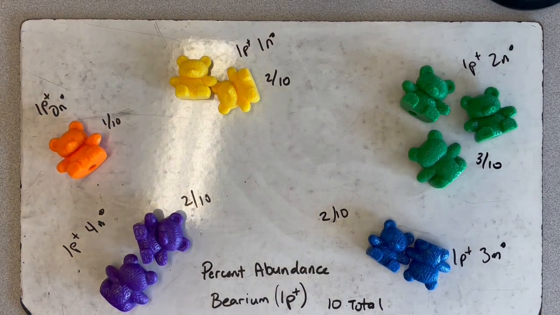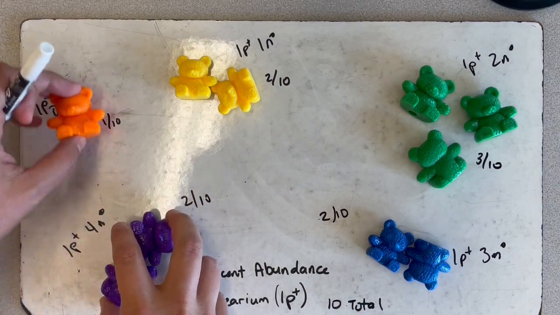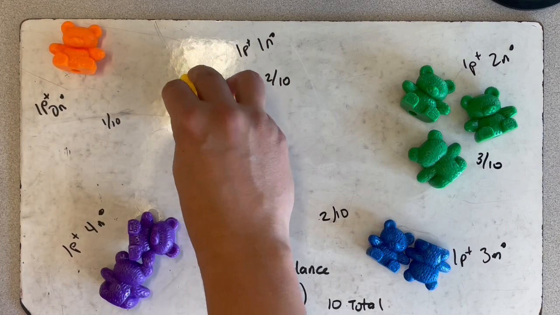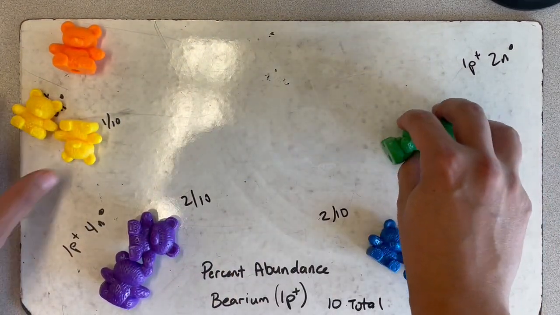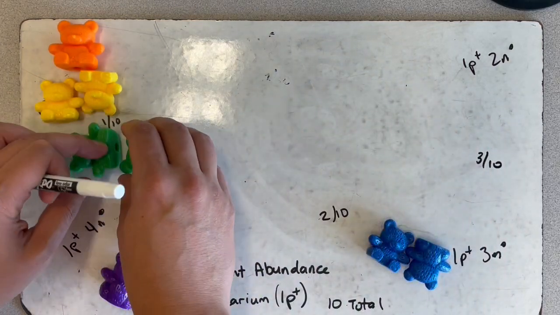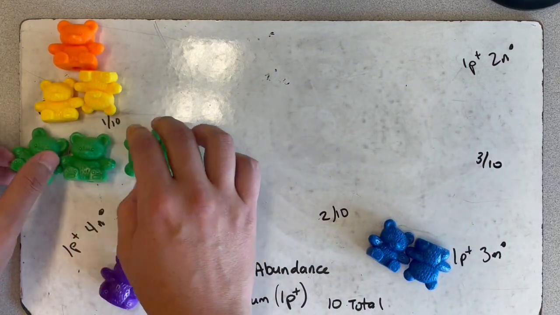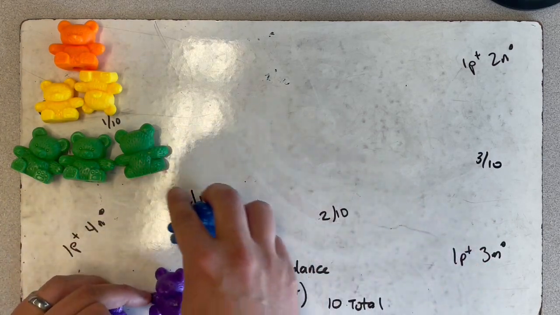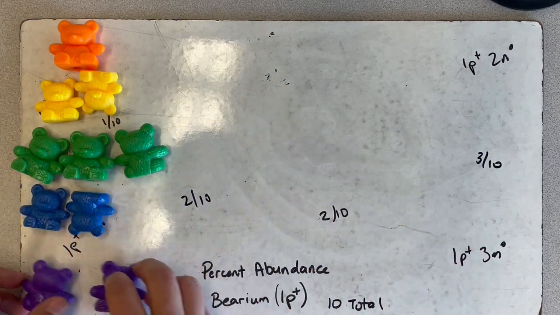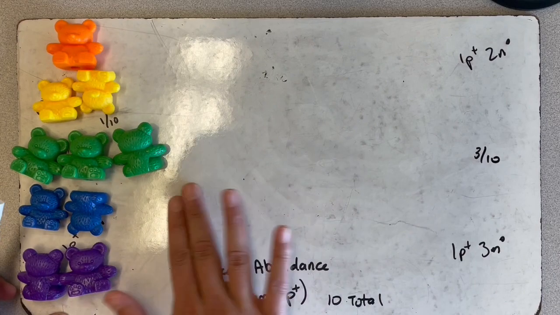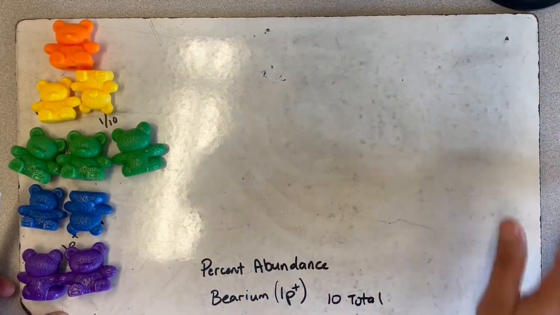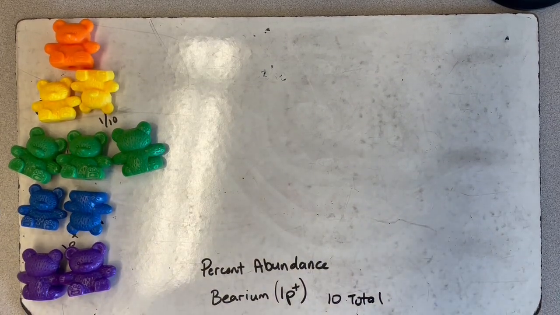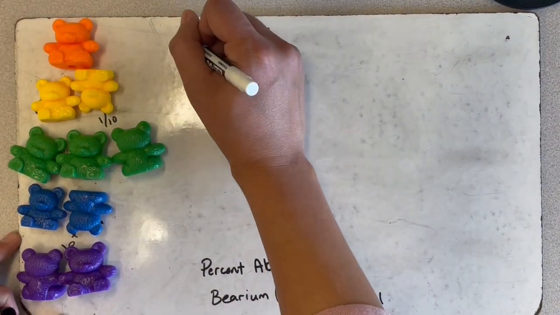And so what I'm going to do here is clean this up a little bit. We're going to try and organize them a little bit better. So I'm going to get rid of some of this information here, and I'm going to organize these bears a little bit better. And so what I can do now that I've organized them is really talk about how much each one contributes.